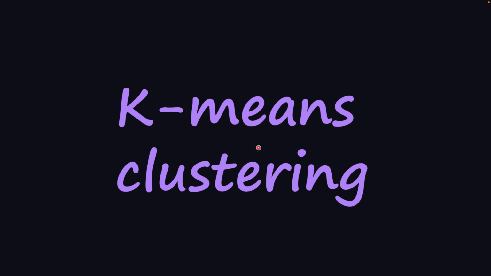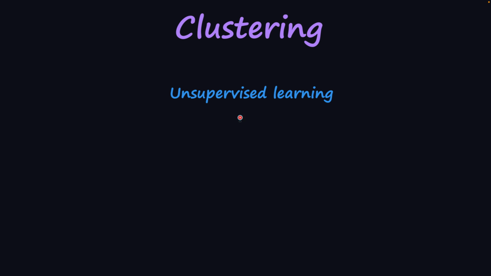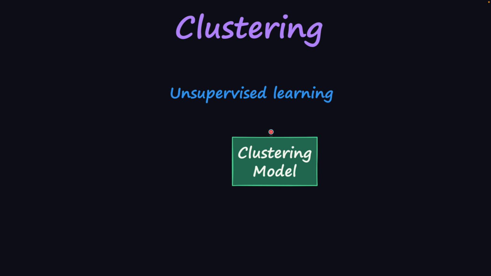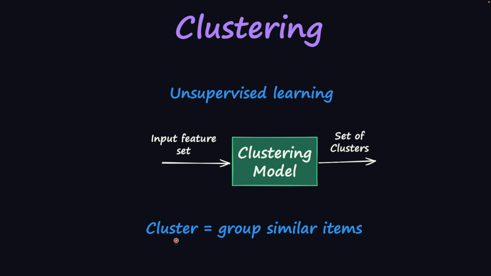Let's talk about k-means clustering in this video. So let's first quickly understand what clustering is. Clustering is basically unsupervised learning, and when you provide a bunch of inputs to a clustering model, you can expect a set of clusters as output. Basically, it will assign those inputs to a set of clusters, and each data point will be assigned to exactly one cluster. So a cluster is nothing but a group of similar items.